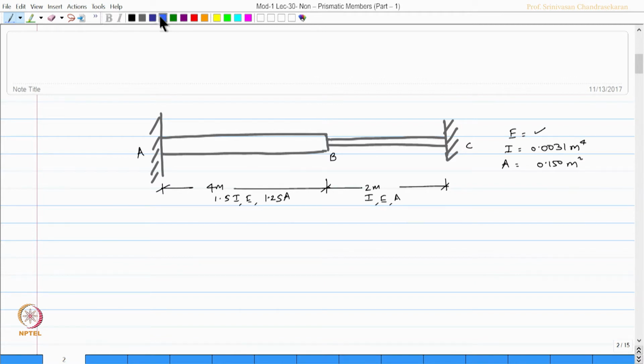This is subjected to a load only on the span AB, which is 20 kilo Newton per meter. We will analyze this problem using substructure technique. So, now as far as I am concerned, we will handle this problem as if there are two members AB and BC separately. So, let us now mark the degrees of freedom.